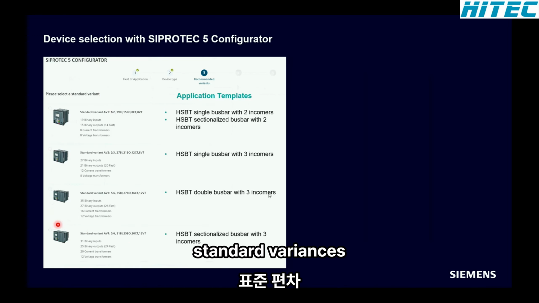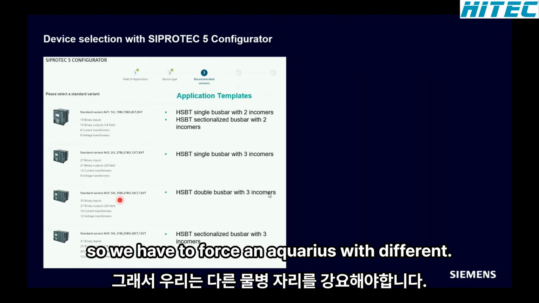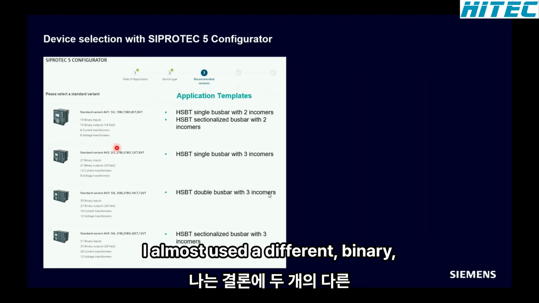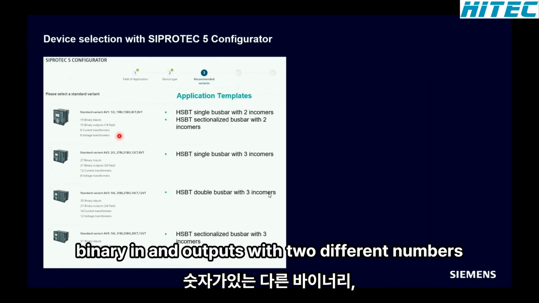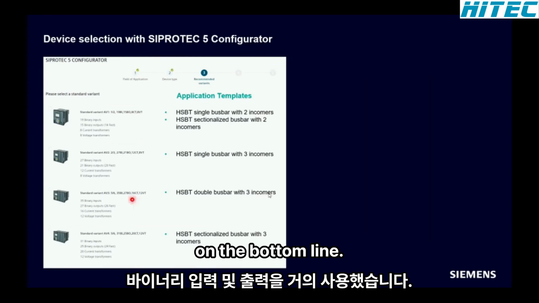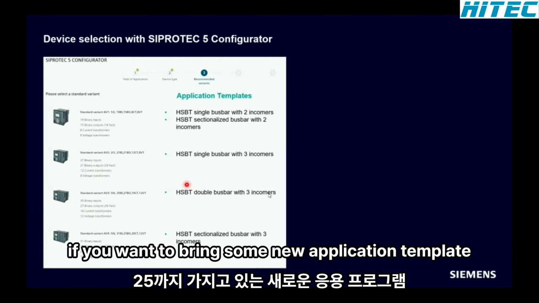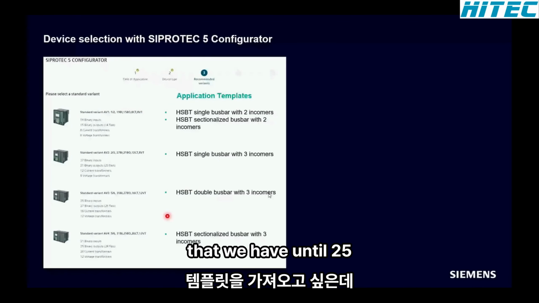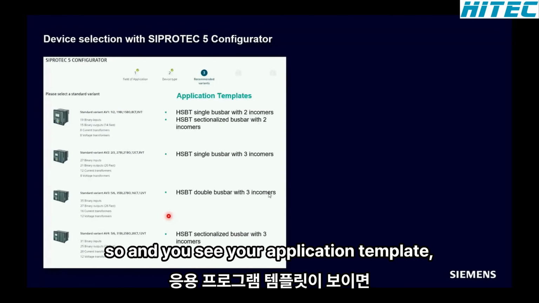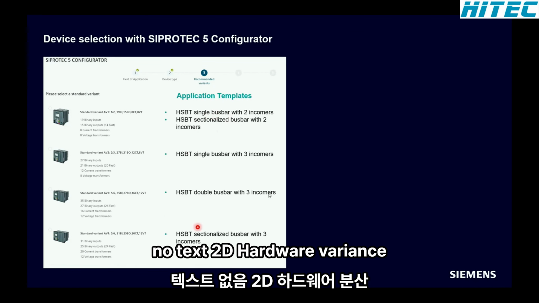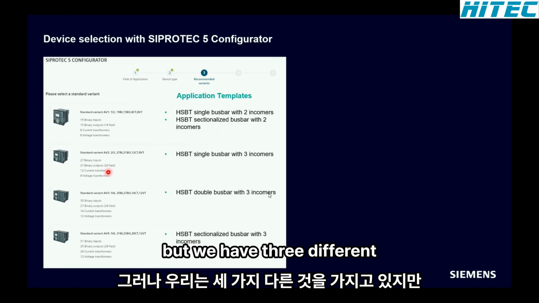predefined standard variants. So we have up to 4 standard variants with different I/O modules, with different binary inputs and outputs, with different numbers of voltage transformers and current transformers. But these standard variants match our application templates. With version 9.60, we want to bring some new application templates, so that we have 5 in total. And you see here that the application templates match the hardware variants that we have predefined.